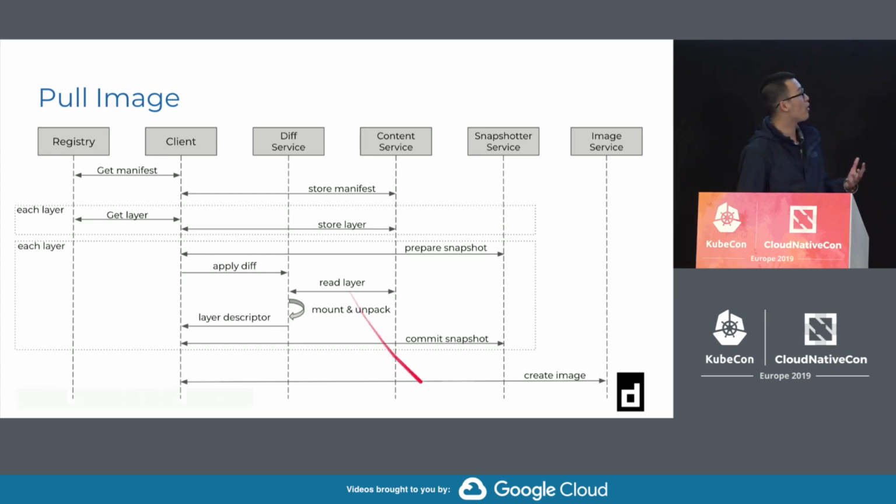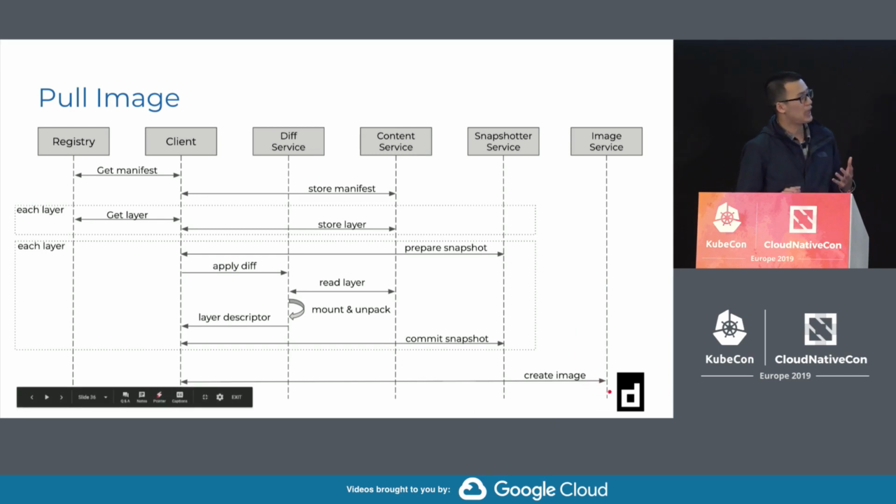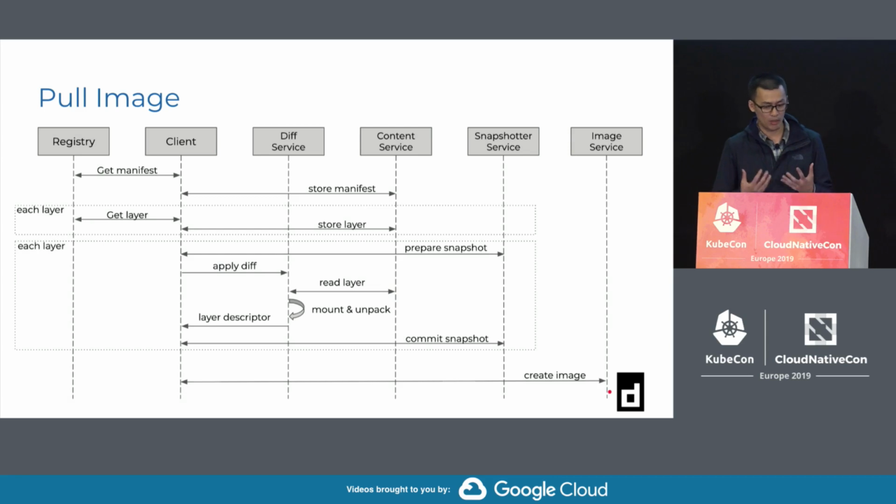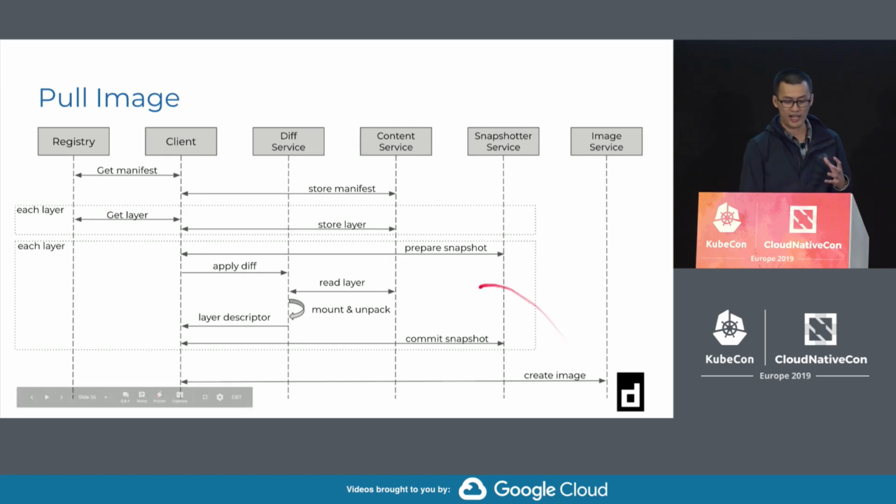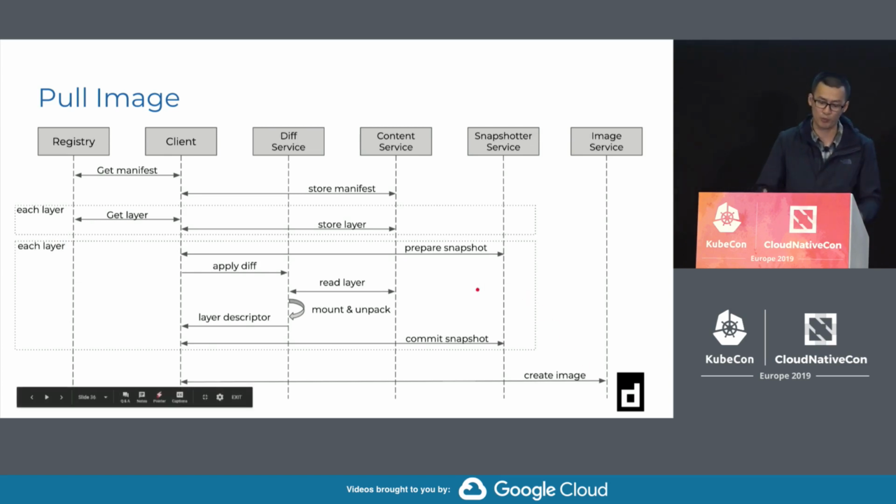So we can see the final step is to create an image. This action will create a record in the image service. This record will map from the image name to the raw data and the unpacked data. So someone asked for the list, right? This is the whole big transaction here. So we will use the lease to lock the raw data and the unpacked data during the pull function.